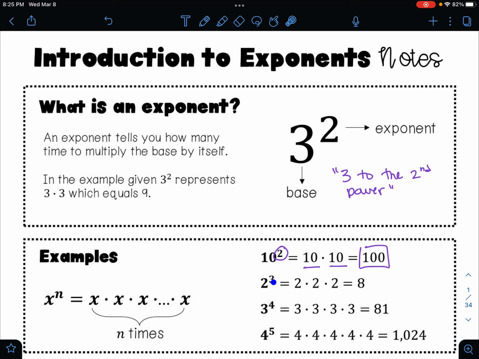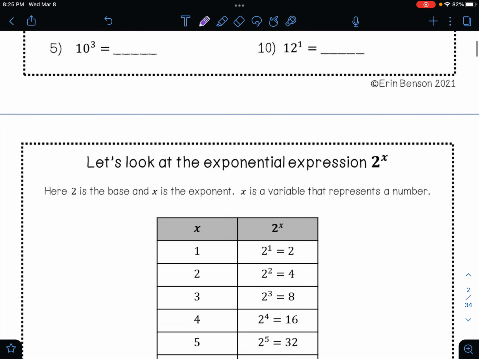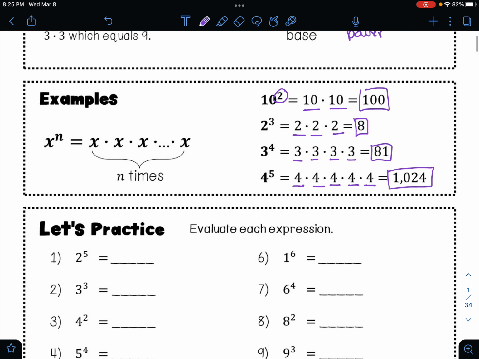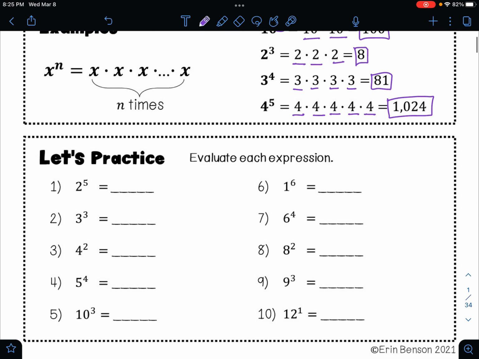2 raised to the third power, or 2 cubed, means multiply your base of 2 3 times. 2 times 2 times 2, which gives us 8. 3 raised to the fourth power means multiply your base of 3 1, 2, 3, 4 times. 3 times 3 times 3 times 3 is 81. And then 4 raised to the fifth power means multiply 4 5 times, giving us 1024.